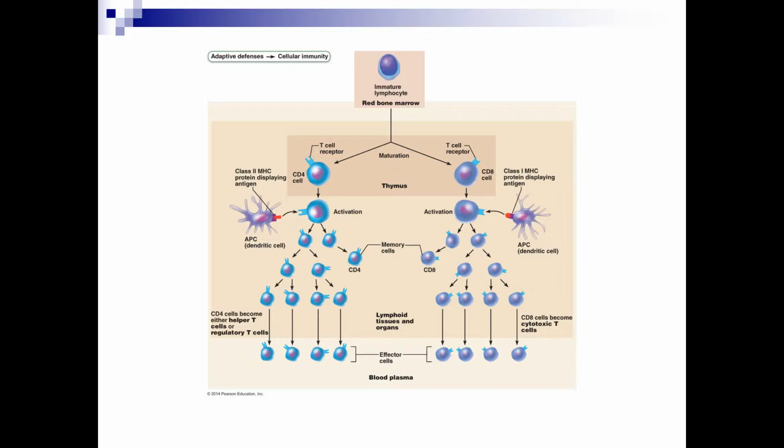And you'll notice that a CD4 cell has a certain particular receptor type on the outside, and a CD8 will have a different receptor on the outside. And these receptors not only are for the antigens, but they're also for the antigen presenting cells, whether they're class 1 MHC proteins or class 2 MHC proteins, which we'll get into in just a minute. So in the thymus is where either the CD4 or the CD8 cell will build its T cell receptor.